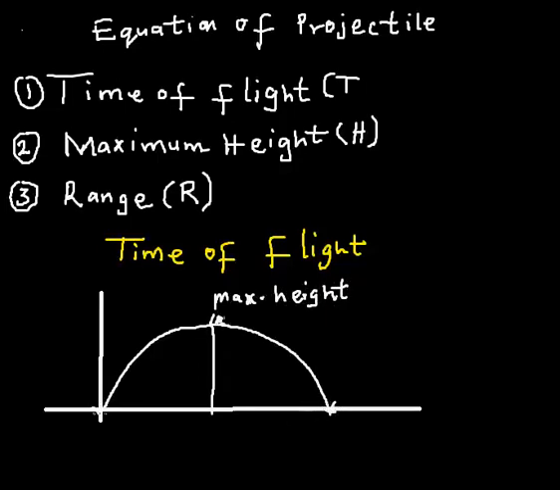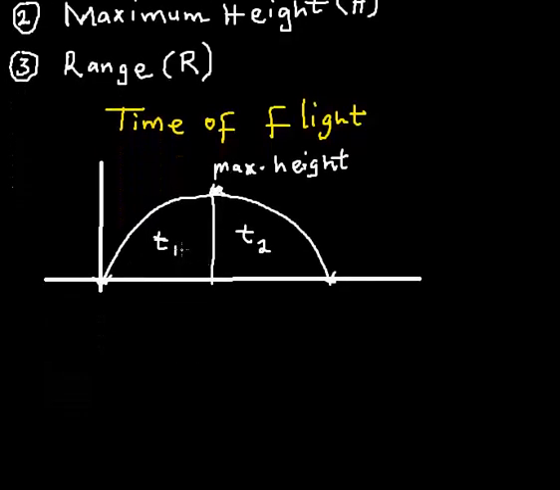Let's call this small letter t1 and the other one small letter t2. You discover that the two of them are equal. They are two halves. So the very first thing I need to do is to find the time to reach the maximum height. The time of flight is simply the time it takes to reach the maximum height plus the time it takes the projectile to move from the maximum height to the ground level. So how do we evaluate the time it takes the projectile to reach the maximum height? It's very easy.